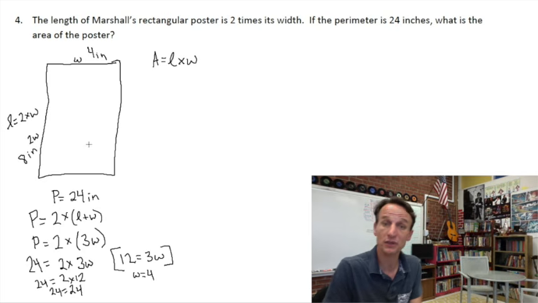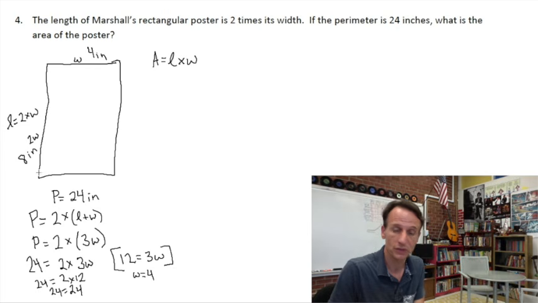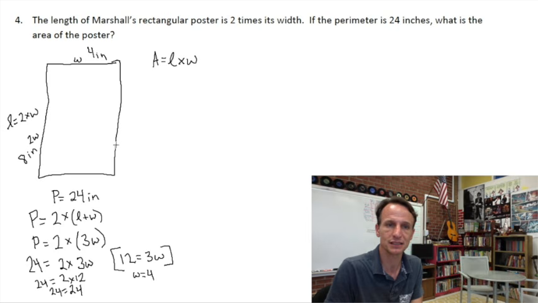Is our perimeter then 24? Well, let's do it the kind of slow way. 8 and 8 are 16. 4 and 4 are 8. 16 and 8 are 24.